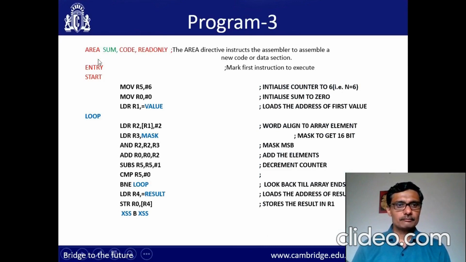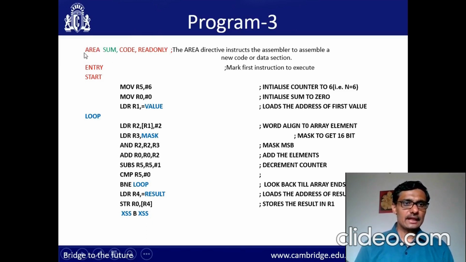In this program, as usual, we have 3 things: assembler directives, instructions, and labels. All these are assembler directives. All these which are written in black are instructions, and all these which are written in blue are labels, or names of the memory locations.